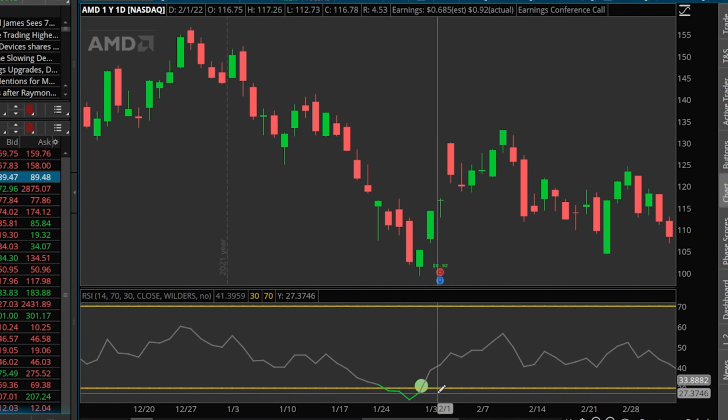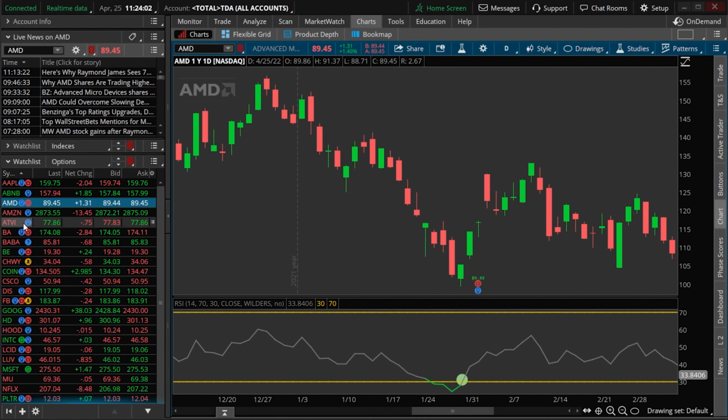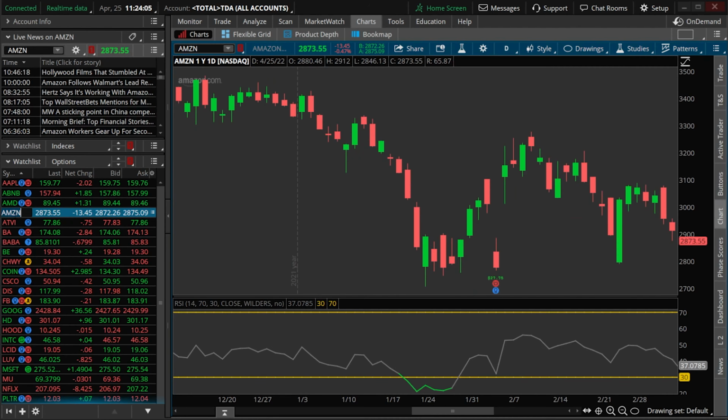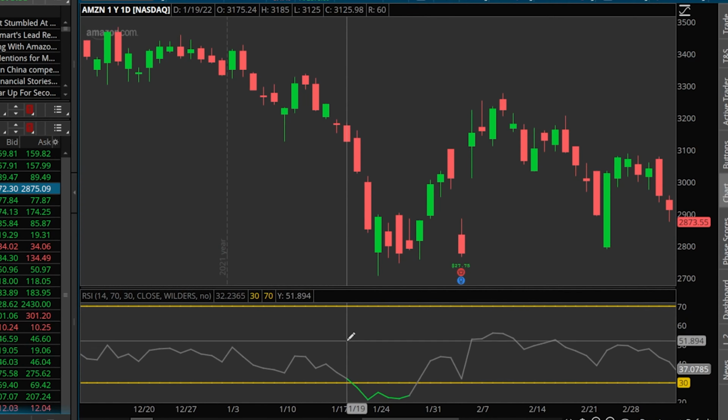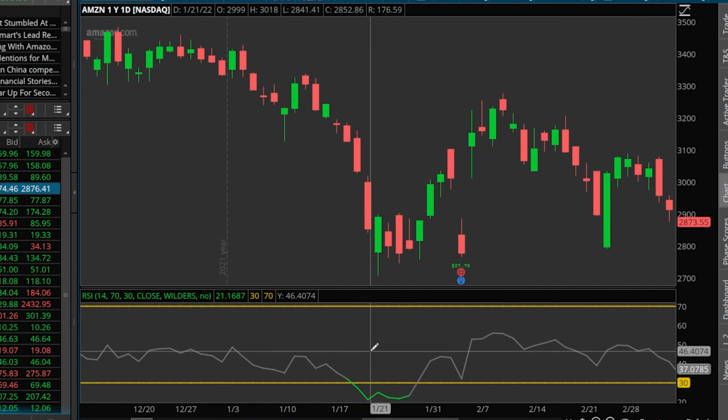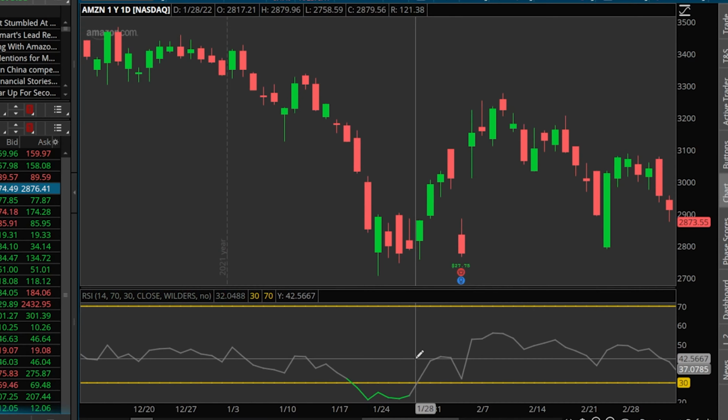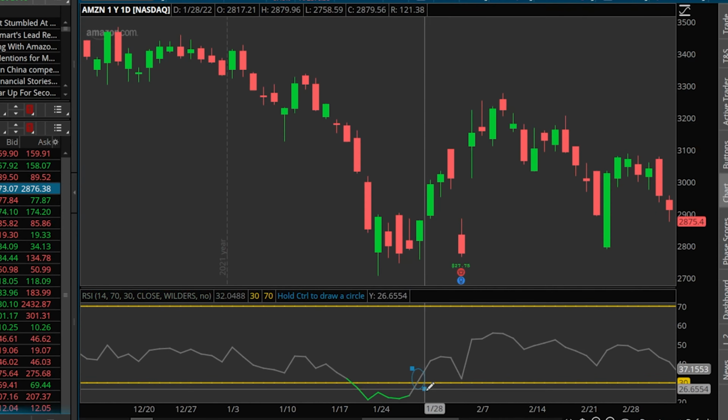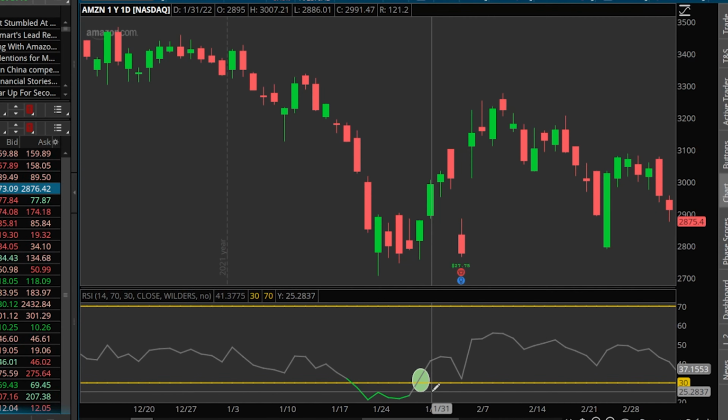If we wanted to use another stock as an example, let's come over here to Amazon. Go ahead and select that. Looking here to the right-hand side of the chart, you can see that Amazon crossed below oversold territory here on January 19th. Moving our mouse to the right, we can see it was still oversold all the way up until January 28th when it then crossed back up above that oversold line. So right here on January 28th would have been our potential indication to buy the stock.